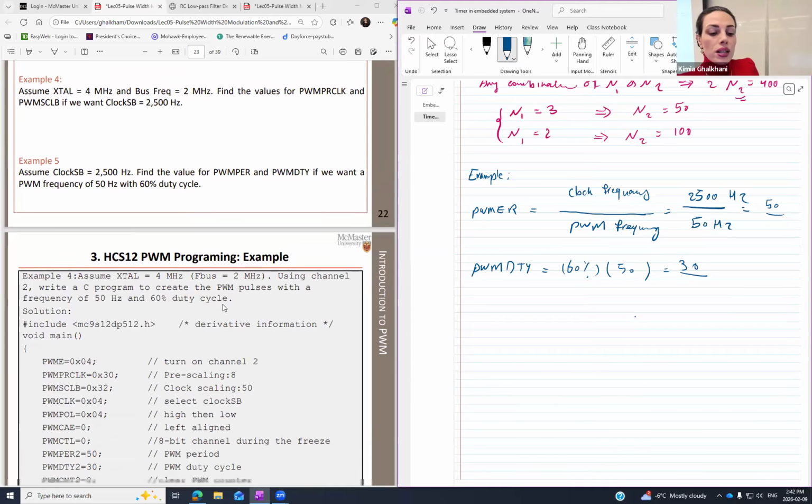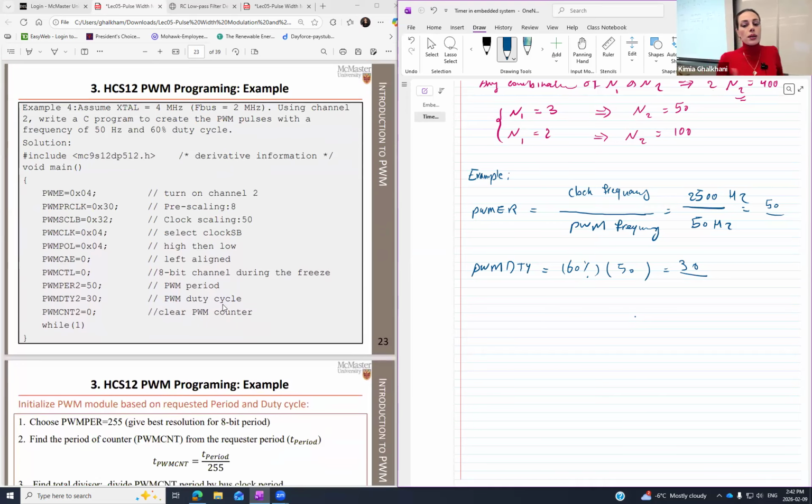Next, I have a piece of code which is going to be really beneficial, especially for your lab tomorrow. In this code, suppose that your crystal frequency is still given to be 5. And again, bus frequency is half of the crystal frequency. This is the rule always. Bus frequency is half of the crystal frequency. And then I'm going to use channel 1, right? Write a C program to create the PWM pulse with the frequency of 50, exactly what I did in example 4 here.